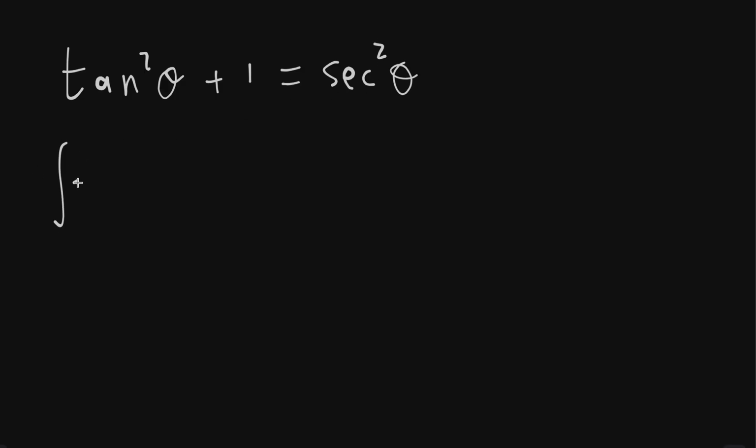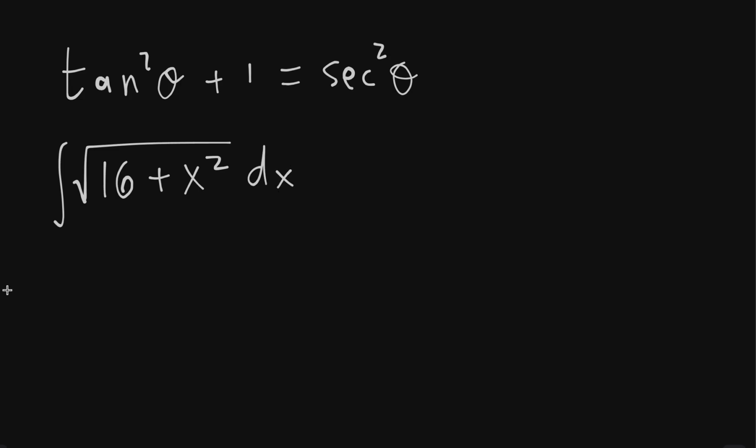Using the identity tan squared of theta plus 1 equals secant squared of theta. Okay, so the integral we're going to do is this one: the integral of the square root of 16 plus x squared dx.